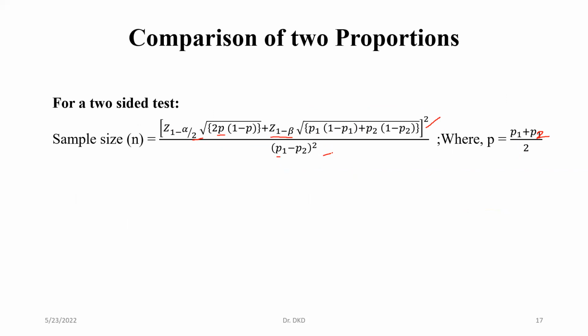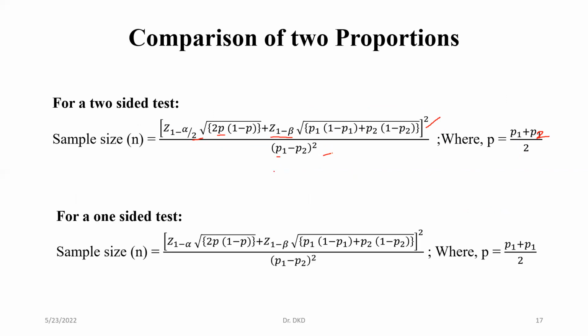This is the formula for the two-sided test. For the one-sided test, the same formula is used; the only difference is Z(1 minus alpha), while the power of the test stays the same, with P1(1 minus P1) plus P2(1 minus P2) and (P1 minus P2) whole squared in the denominator, and P equals (P1 plus P2) divided by 2. So these two formulas are important for calculating the minimum sample size.